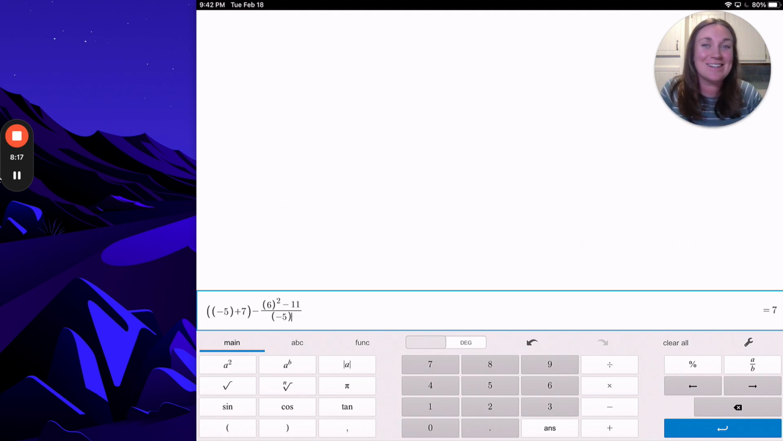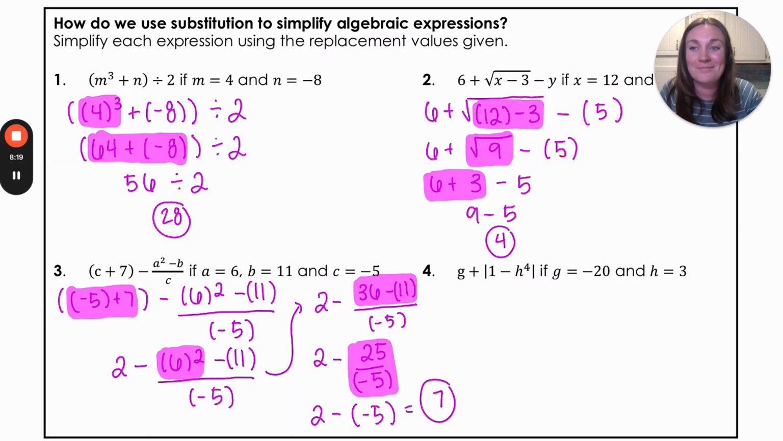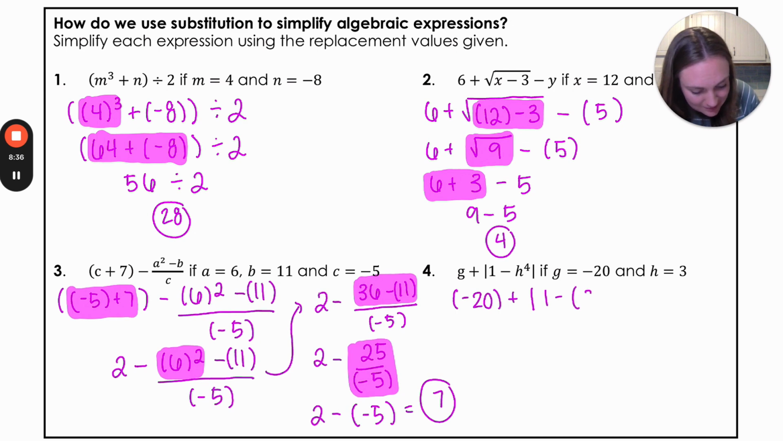All right, let's try the last one together. All right, so for number 4, we are going to evaluate this expression when g is equal to negative 20 and h is equal to 3. So again, first up, we're just substituting everything in. So that g is going to be replaced with negative 20 plus our absolute value of 1 minus 3 to the 4th power, absolute value.